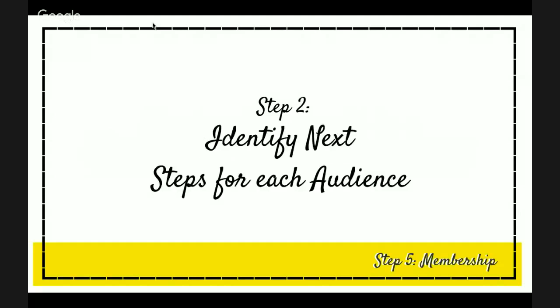Step number 2 is you want to identify next steps for each audience. And so you're going to have different types of audience. So for example, you've got people who want to become members of your church, but they're living common law, they're not married. What are your next steps for them? You may have people who went through your membership class, but they don't want to become members at the end. What are your next steps for them?